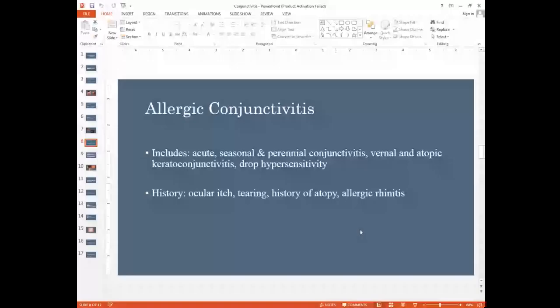Allergic conjunctivitis includes acute, seasonal, perennial, vernal, and atopic types, and there's also hypersensitivity to drops that gives a similar picture. The common complaint is itching. That's the most common complaint with allergic conjunctivitis. Very itchy eyes, running, tearing, and they usually have a strong history of atopy, like asthma. It's related. Those are the typical findings.